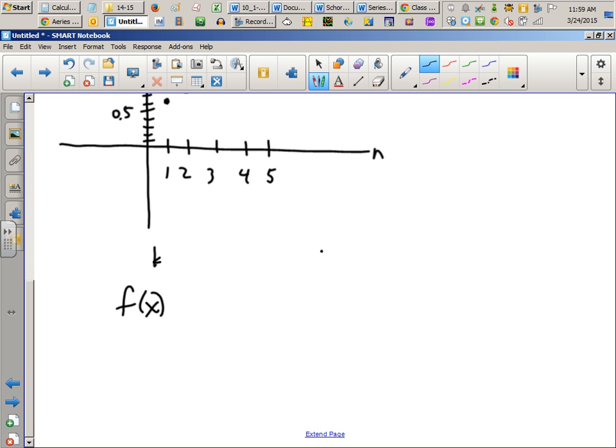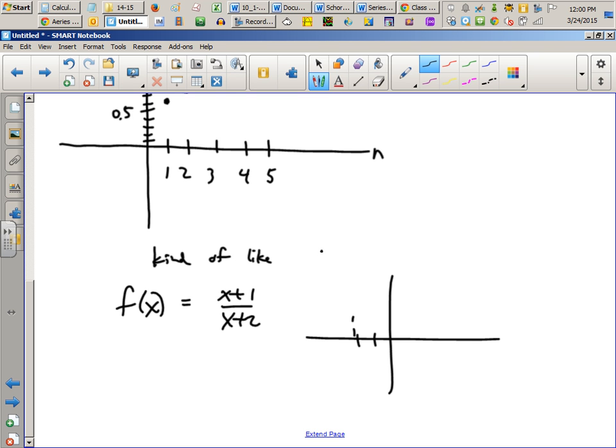So this is kind of like f of x equals x plus 1 over x plus 2, which we've been graphing all year long, right? So x plus 1 over x plus 2 actually looks like this. It has a vertical asymptote here, a horizontal asymptote here, a y-intercept of 1/2, and an x-intercept of -1. I've drawn this 3 times today, so that's why I'm going quickly.